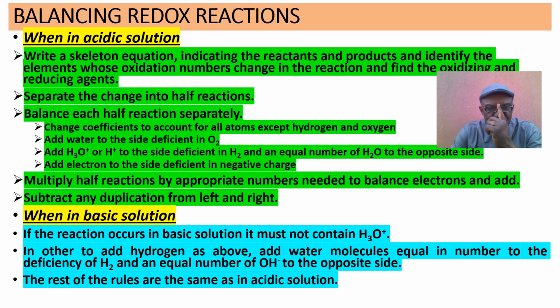Then we'll add the 2 half reactions. Subtract anything that is on the left and the right, as it will cancel out. And you have your balanced redox reaction in acidic solution.